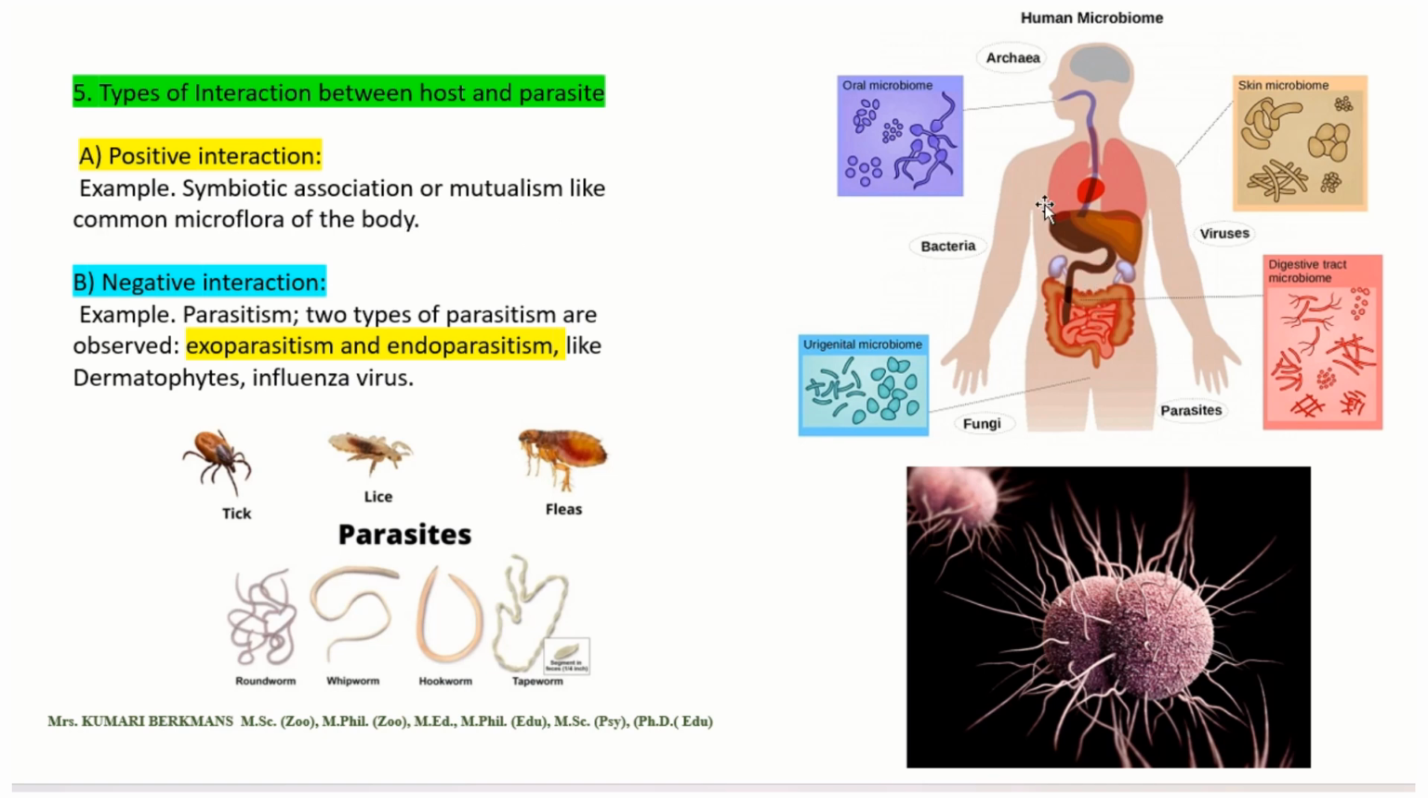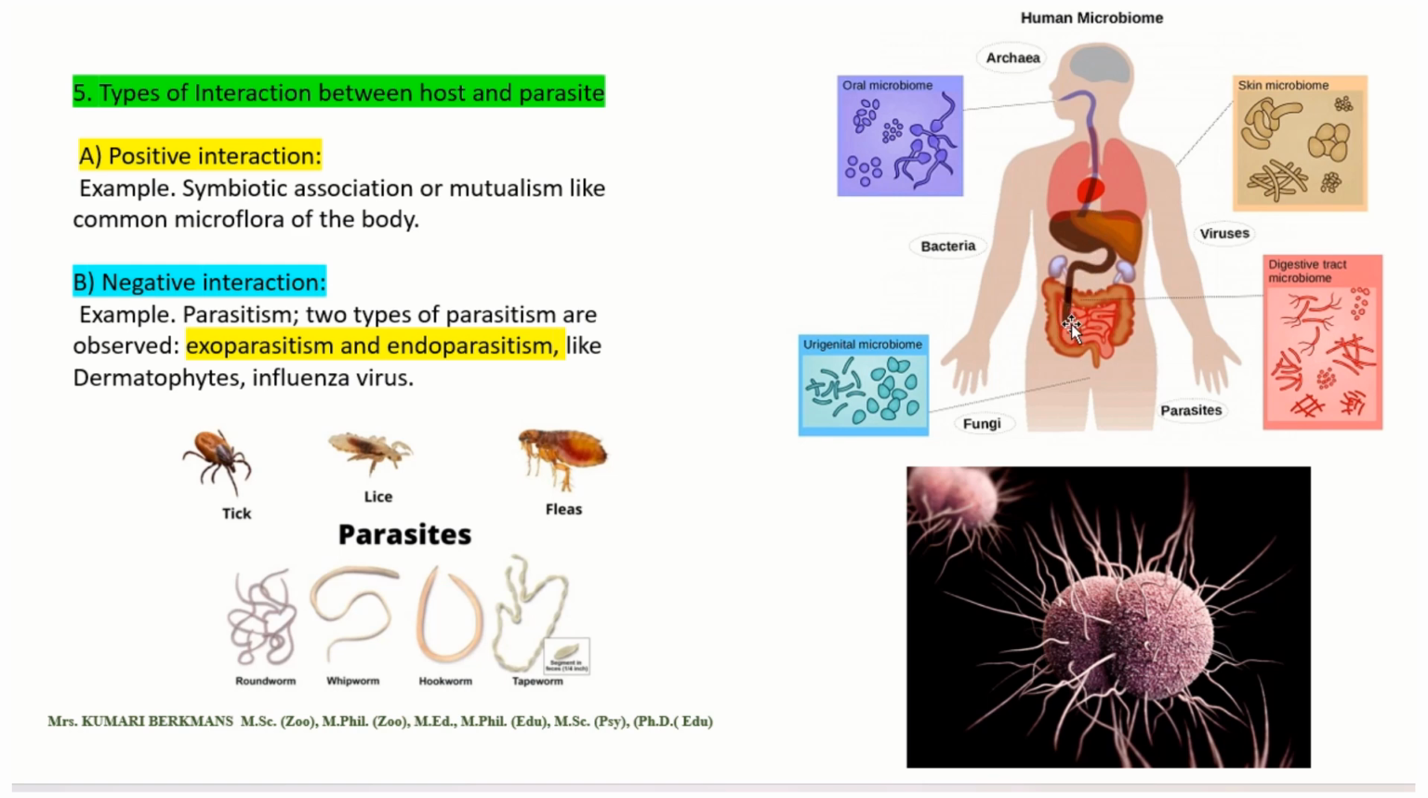You can see here there are some microorganisms. Some are present in the stomach and some in different regions, in the small intestine as well as the large intestine. These are good microorganisms, so they have a positive interaction. Some of these microbes are very important for the digestion of food, so they have a positive interaction with the human being.